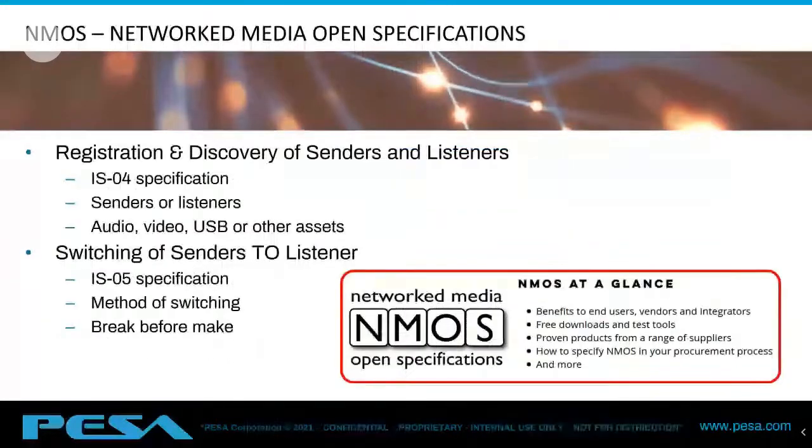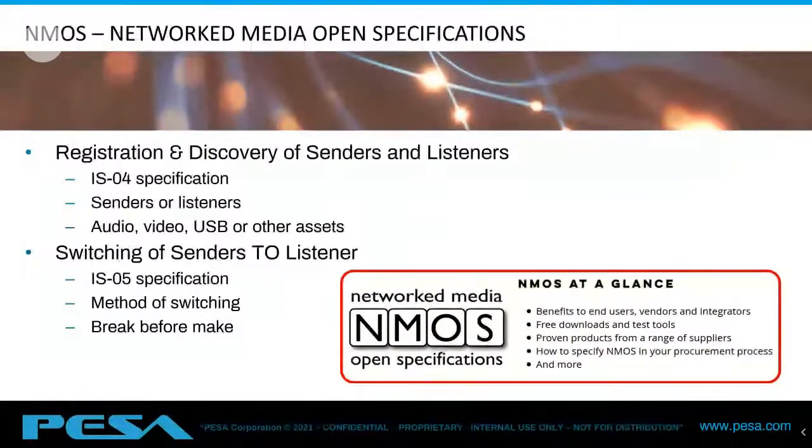First, we have to start with a method of being able to see what we have on the network in terms of what it is we have. Do we have senders? Do we have listeners? We need a method to discover and register what we have.